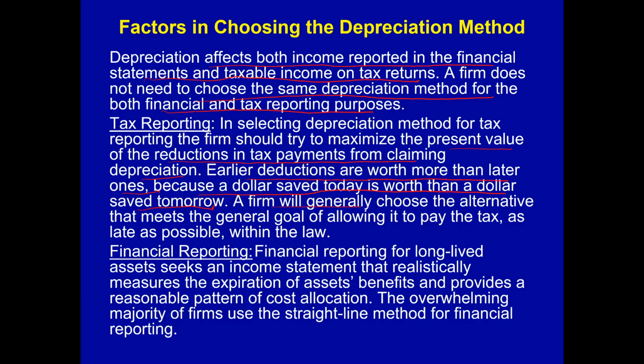A firm will generally choose the alternative that meets the general goal of paying the tax as late as possible within the law. For financial reporting, for long-lived assets, it seeks an income statement that realistically measures the expiration of asset benefits and provides a reasonable pattern of cost allocation. The overwhelming majority of firms use the straight line method for financial reporting.